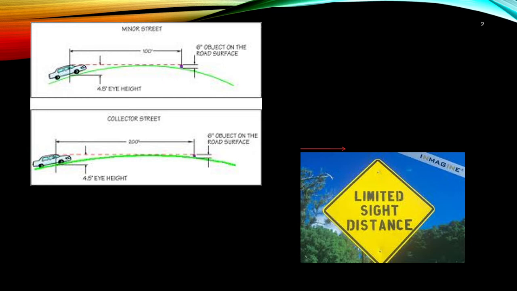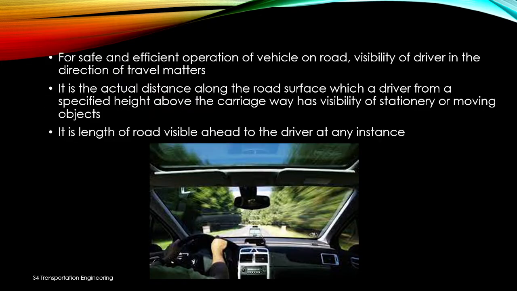So while aligning the road, or when we are providing the correct directions for a road, we have to provide sufficient sight distances also. So let's go on to the different aspects of sight distance. For safe and efficient operation of a vehicle on road, visibility of the driver in the direction of travel matters. It is the actual distance along the road surface which a driver, from a specified height above the carriageway, has visibility of stationary or moving objects. It is the length of road visible ahead to the driver at any instance.